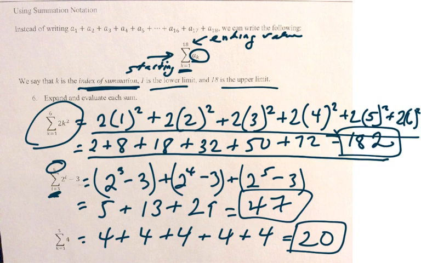Okay, so that's what happens when we have this notation where there's not something to be evaluated. Each term is just 4 for itself.